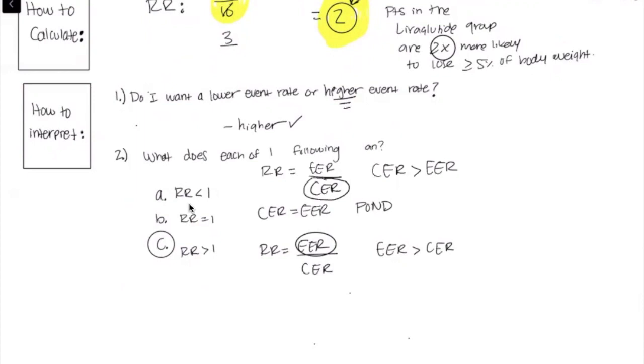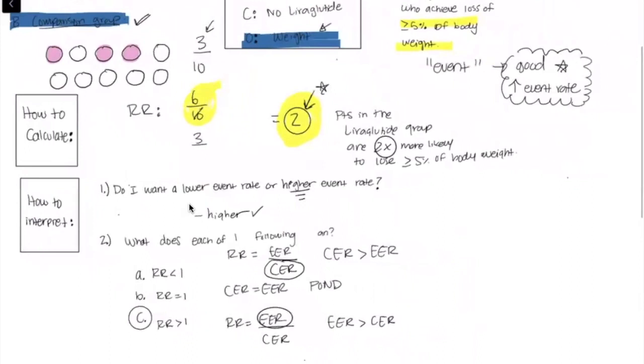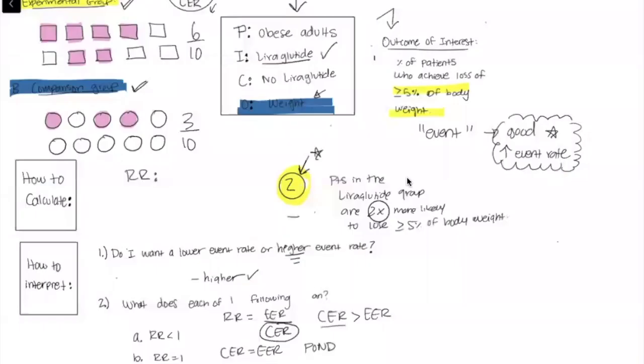So here, with your CER being greater than your EER, that would mean in this situation that patients in the control group, or in the no liraglutide group, actually were more likely to achieve at least a 5% reduction in their body weight compared to patients in the experimental group or the liraglutide group. So as you can see, if we had gotten a risk ratio of less than 1, then that would actually be the exact opposite of what we expect from this trial.